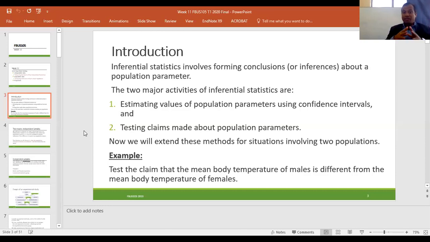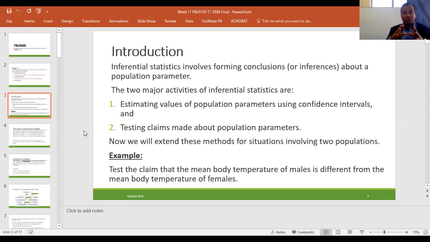The two major activities of inferential statistics which we are trying to cover in this syllabus: the first one is inference and confidence interval estimation, and the second one is testing the claim about the population parameters. So in this syllabus, we have covered two different aspects of inferential statistics. And today again, we are trying to have an advanced level of testing claims about more than one population parameter.